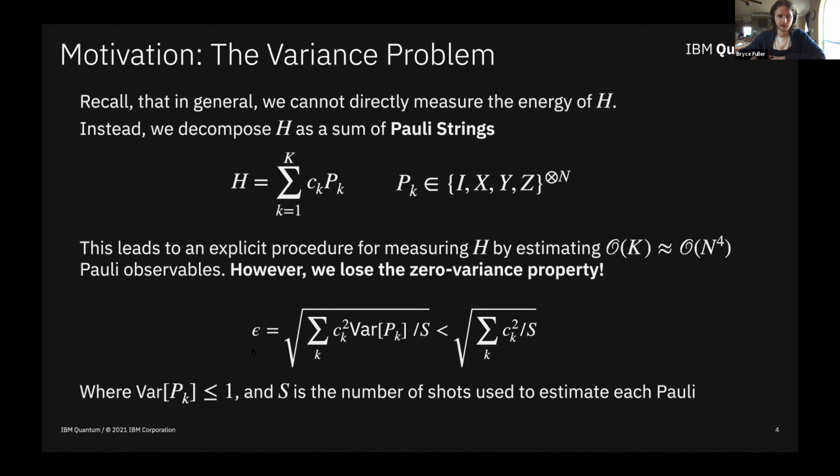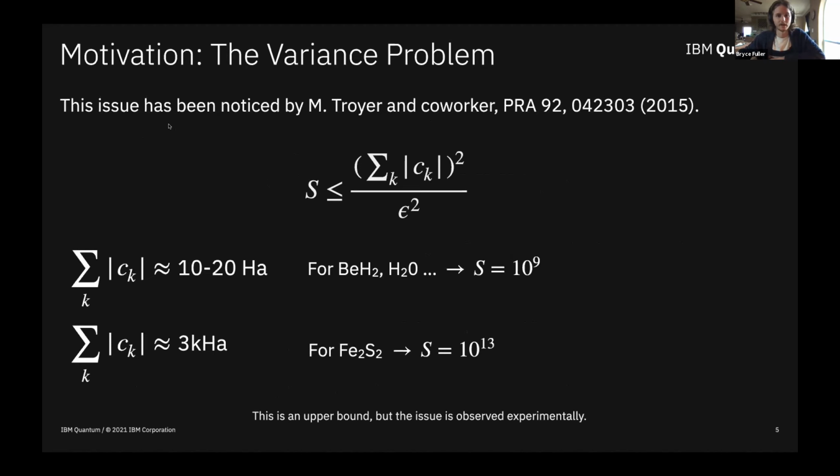And I know I'm moving quickly, but this issue was noticed by Matias Bilkis and others. This is the first work I'm aware of that talked about this, but you can do a back of the napkin calculation and say, if I need to estimate a certain molecule's energy within a particular error, what is an upper bound on the number of shots that I would expect to need? If you do that, you quickly get extremely large numbers for molecules that maybe don't seem completely out of reach, but 100 trillion measurements is a lot, no matter how quick your quantum clock speed is. It is worth pointing out that this is an upper bound, but this issue does arise experimentally.